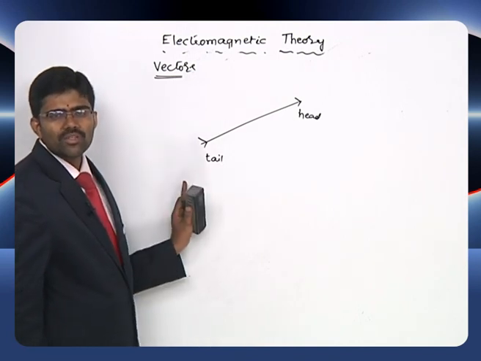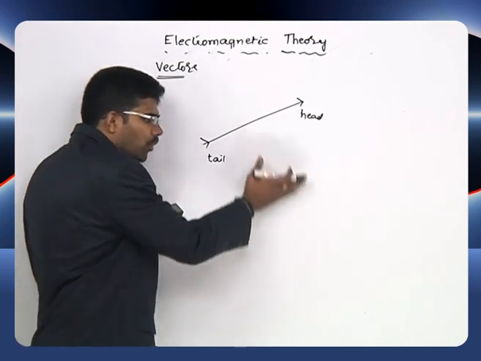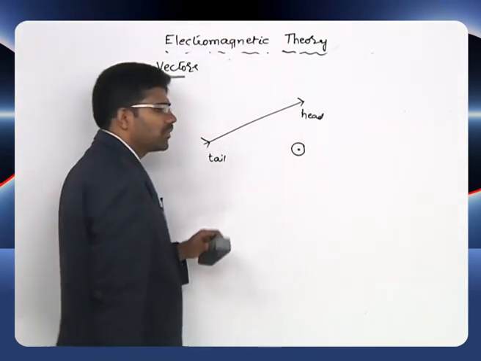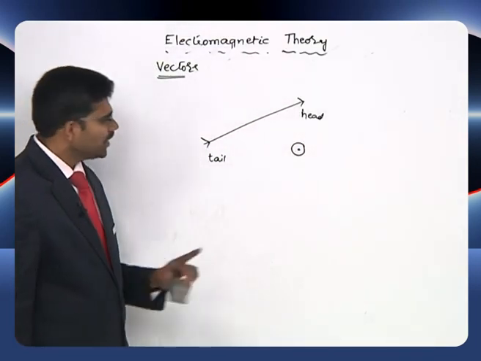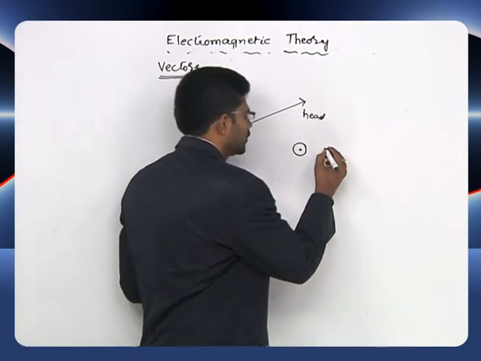So if you want to represent any vector which is coming out from the plane of the board, then we need to represent it with a tip surrounded by a circle. Initially this tip is visible, that is, the head is visible. So it is coming out, that is what we can say.